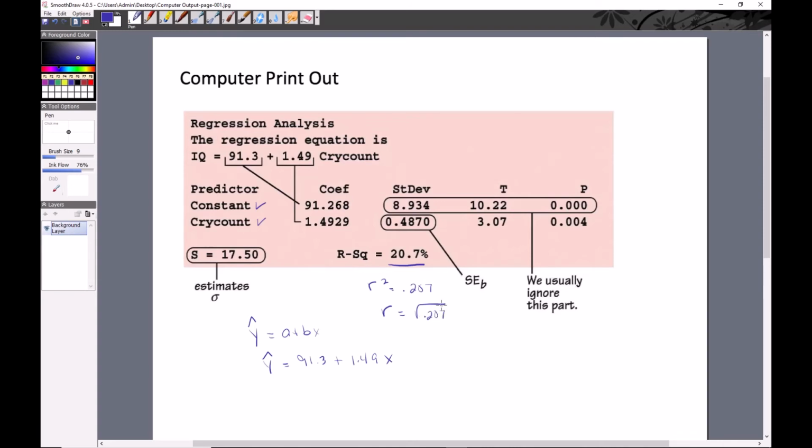Let me do that real quickly. Get my trusty calculator out of its little protective carrying case. And if we do square root 0.207, it's going to be 0.4550 roughly. So approximately 0.4550. Now it's important to remember that this could be plus or minus, right?